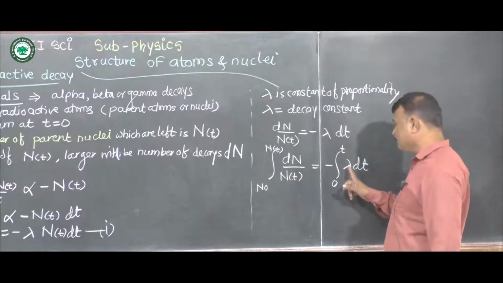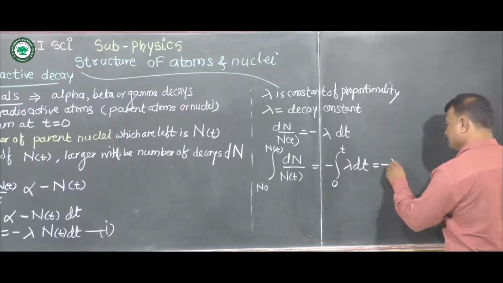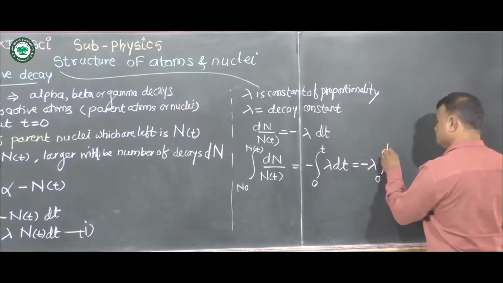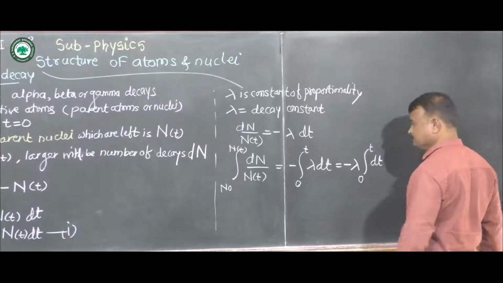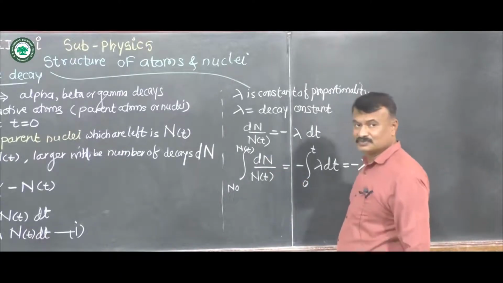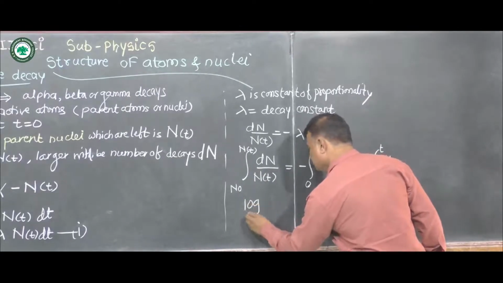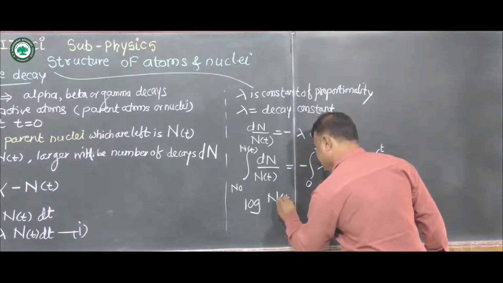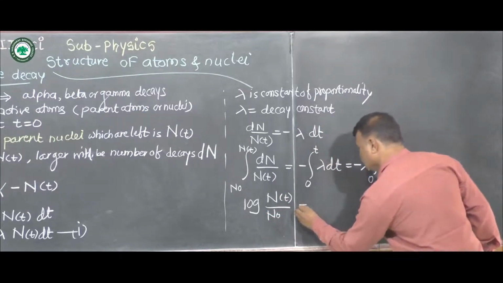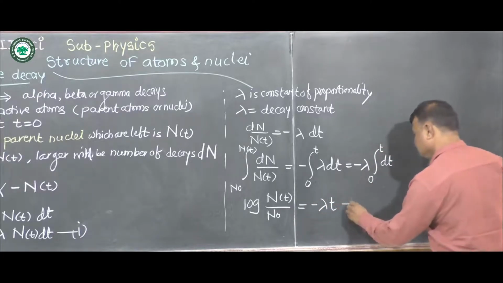Now as we know that lambda is a constant, we take it out of the integration. So we write minus lambda into the integration from 0 to t of dt. On solving this, we can write log of Nt upon N0 is equal to minus lambda into t. This is equation 2.